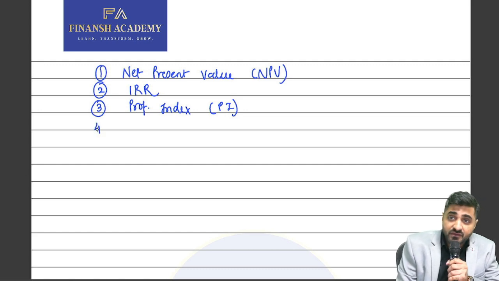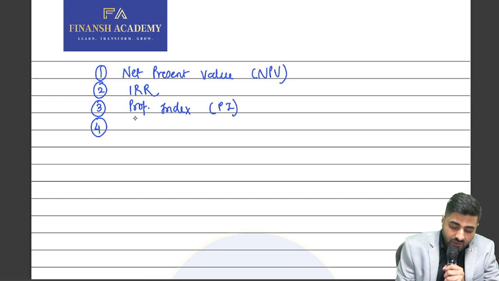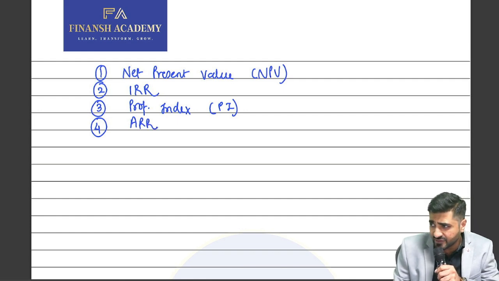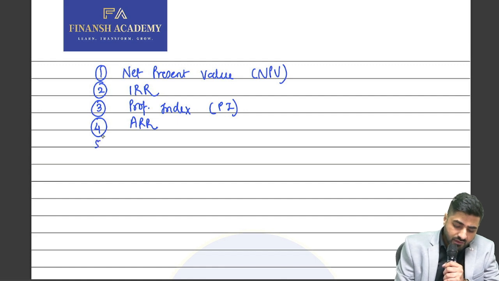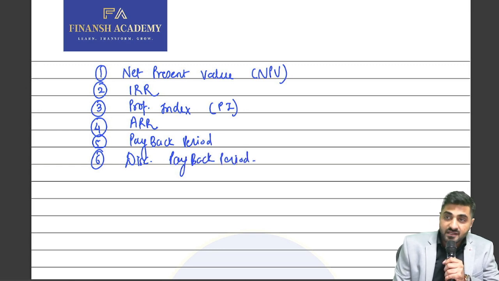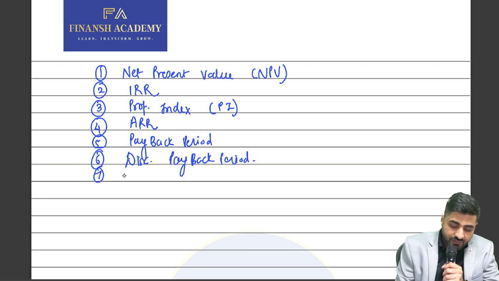Then we have something which is called your ARR, that is accounting rate of return, or also known as average rate of return. Then we have something which is called payback period. And then we have something which is called discounted payback period. Okay. Now, there is something which is also called your modified internal rate of return, MIRR.